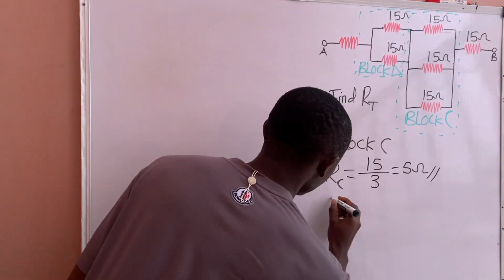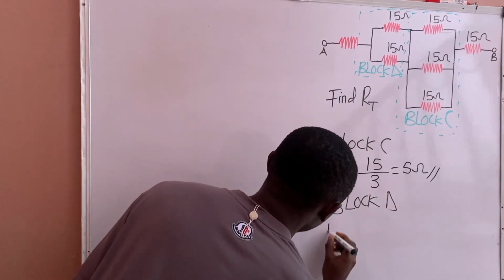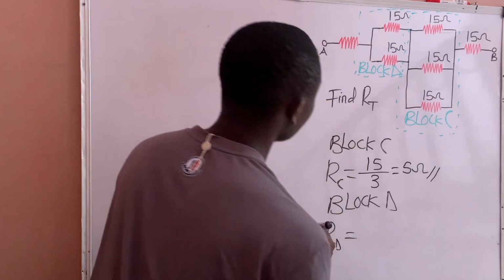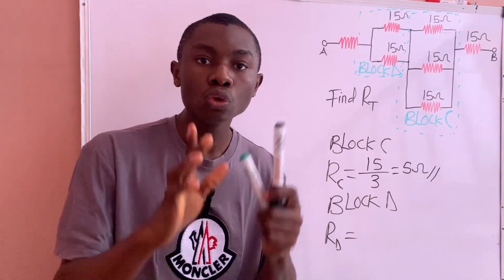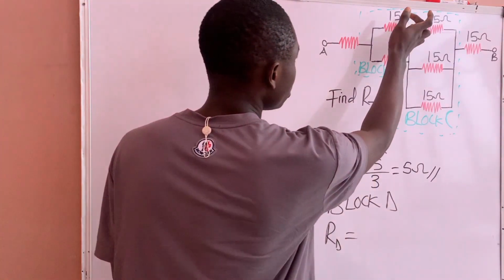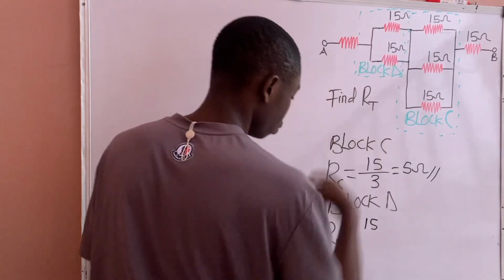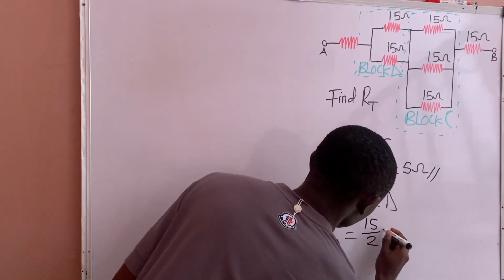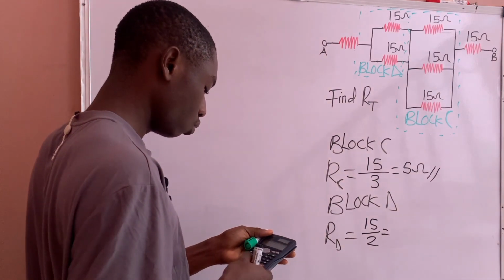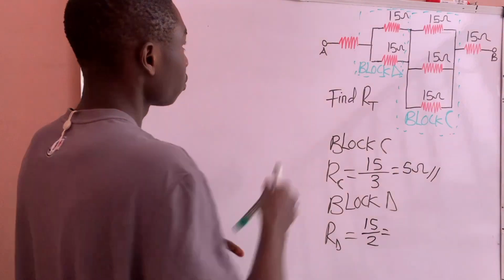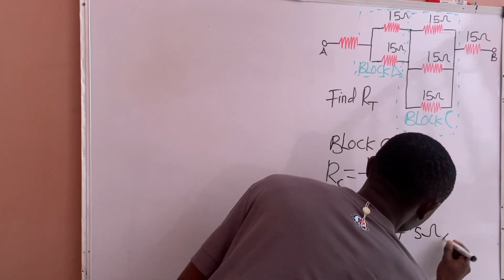So for block D, ROD will give us what? Whenever you see the same value of resistors in parallel as well, don't use a formula. Just pick one of the resistance values, which is 15, and divide it by the number of resistors, which is 2. 15 divided by 2 will give us 7.5 ohms. That is the answer.